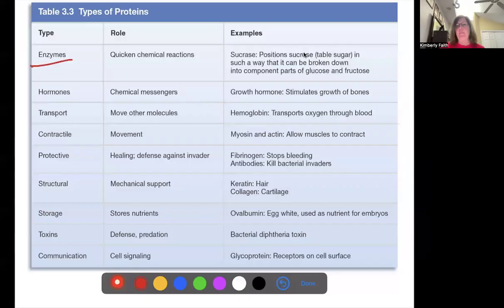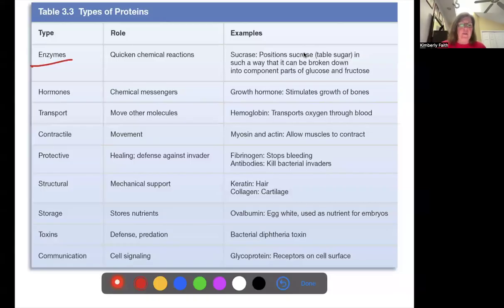You can have enzymes. Enzymes help speed up the rate of chemical reactions. Some are hormones, which are chemical messengers like growth hormones. Transport, hemoglobin transports oxygen around. We have contractile, which is your muscle. Your muscle is made up of proteins. Protective, your antigens and antibodies, all those good things, or I should say just antibodies. And instructional support, like your hair and your nails.